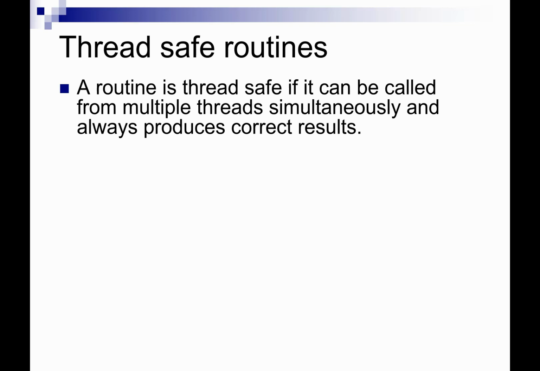So if we're using a library, with some pre-written routines, then we say that a routine is thread safe if it can be called from multiple threads at the same time and not produce any bugs. Okay, so basically this routine should not have any race conditions in it. If it doesn't have any race conditions, it's a thread safe routine.